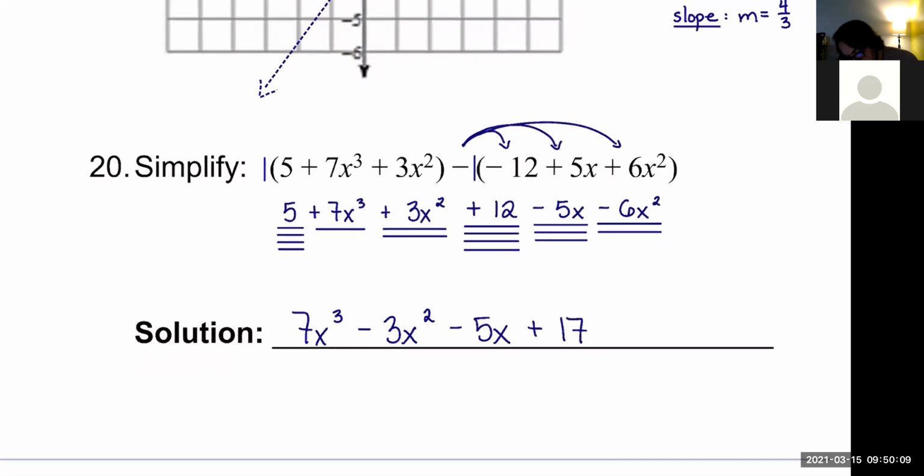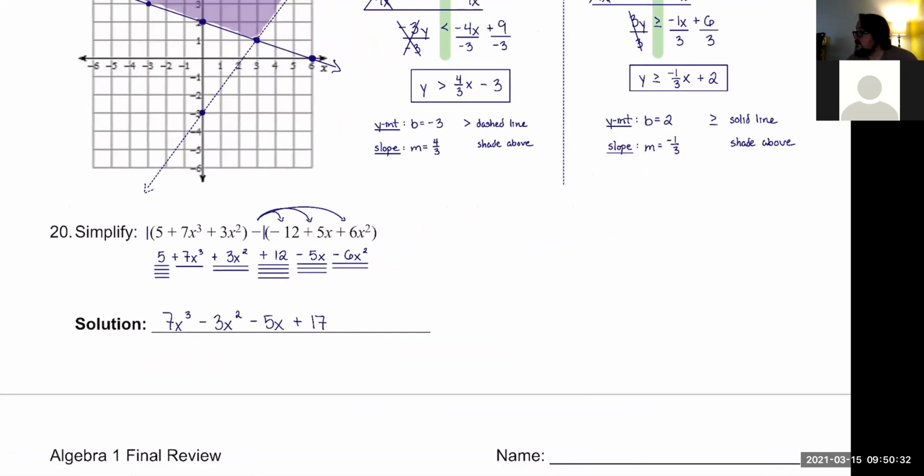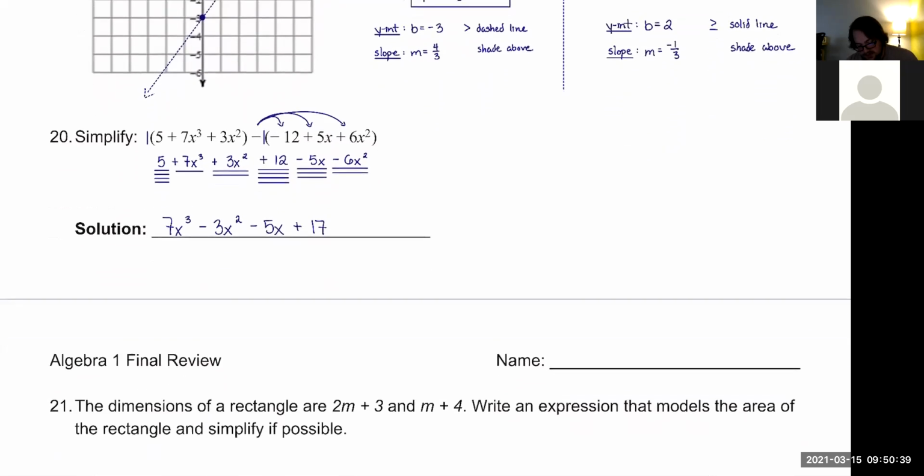And just like that, we subtracted one trinomial from another, and we ended up with a very nicely written polynomial in descending order by combining everything that we possibly could. Any questions on that one, or any of them on that page for that matter? We can always come back if we need to.